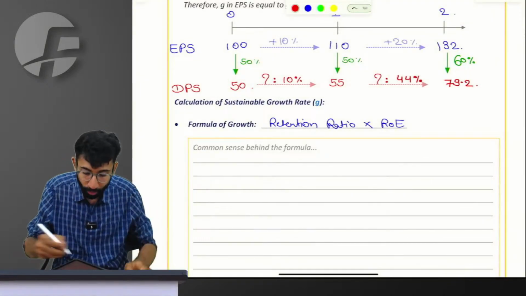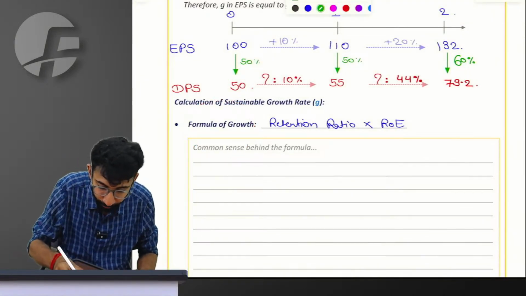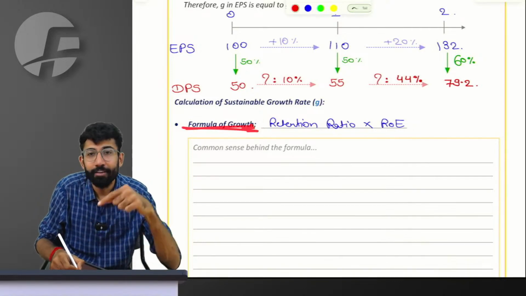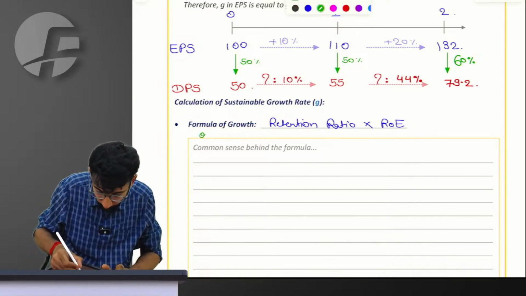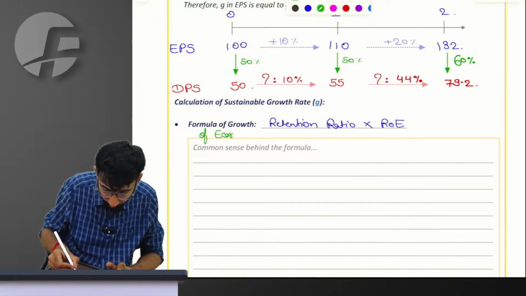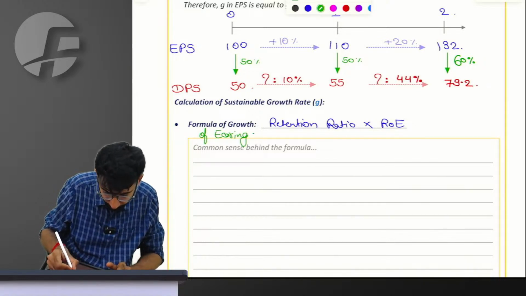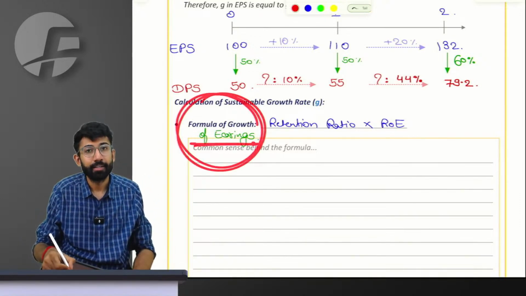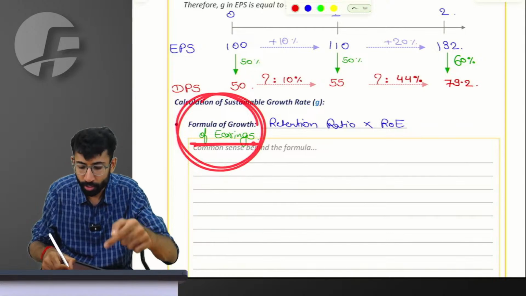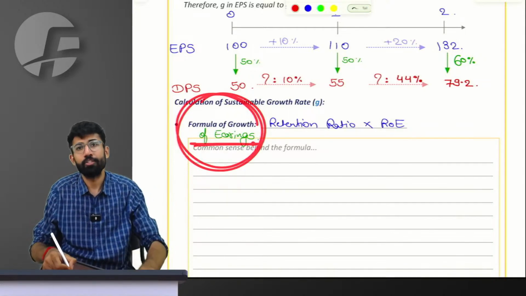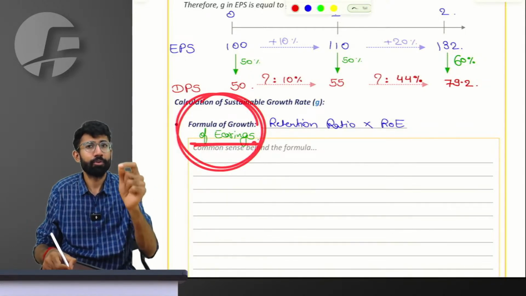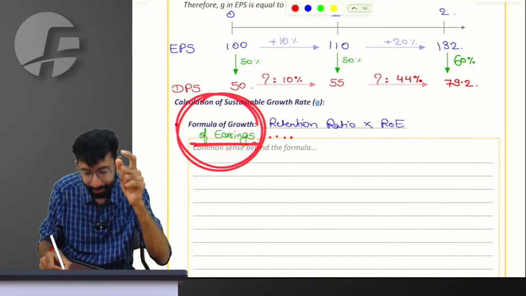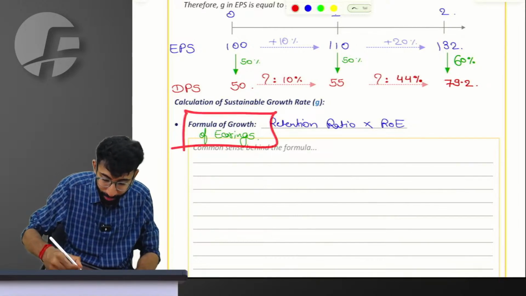Which means we need to go to our notes, and this is the formula of growth. This is the formula of growth, not of dividends. This is, everyone in the class, the formula of growth of earnings, correct? If the payout ratio is constant, assume it to be the growth of dividend as well. However, in this case, since the payout ratio has changed, I cannot assume it to be the growth of dividend as well. Are you logically clear?